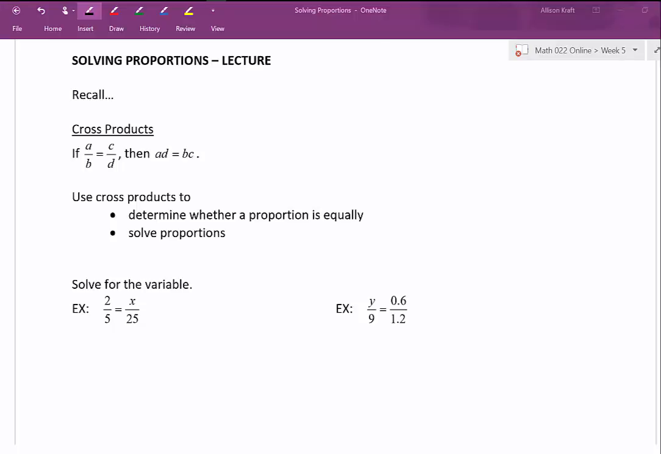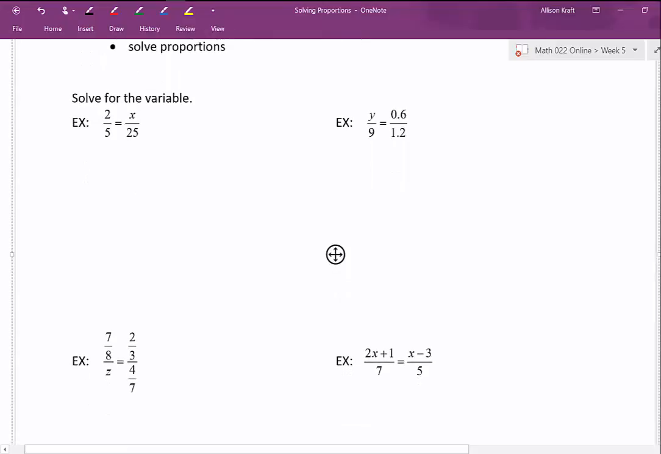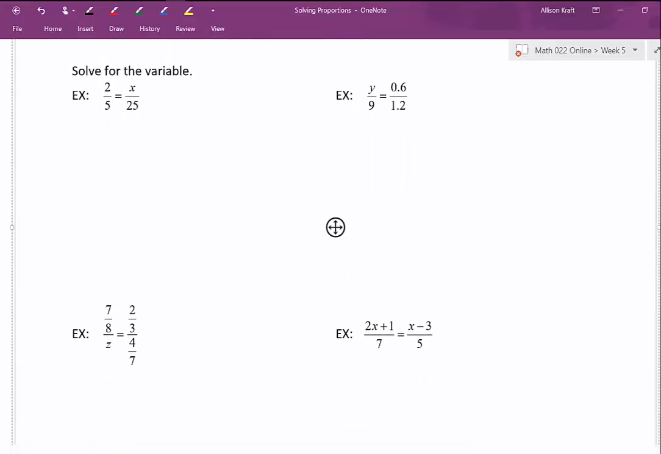In this lecture, we'll be solving proportions. We'll be using cross products to solve. Recall that cross products state if A over B is equal to C over D, then A times D equals B times C. We've already used cross products to determine whether a proportion is true. Now we're going to use it to solve for a variable.